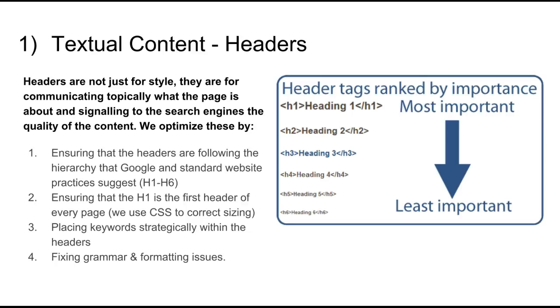So textual content like the headers. The headers are not just for style. They are for communicating topically what the page is about and signaling to the search engines the quality of content. So we optimize these by, number one, ensuring that the headers are following the hierarchy of Google and standard website practices suggest. So these can be your headers 1 through header 6. And number two, ensuring that the H1 is the first header of every page. We use CSS to correct sizing. Number three, placing keywords strategically within the headers. Number four, fixing grammar and formatting issues.